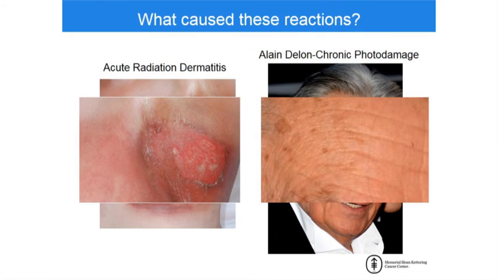I always like to conclude my presentations by showing two interesting cases, the case on the left and the case on the right. I think by now all of you know exactly what these are. The case on the left is a case of acute radiation dermatitis in a woman with breast cancer, and the case on the right is sun damage in Alain Delon's forehead.